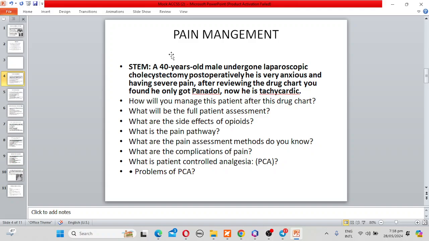We have multiple scoring systems like numerical, verbal, and visual analog, and the functional assessment, and the Wong-Baker faces for children. Correct. Wong-Baker is mainly for children. Now, what is patient controlled analgesia?